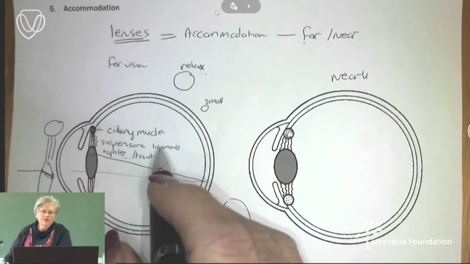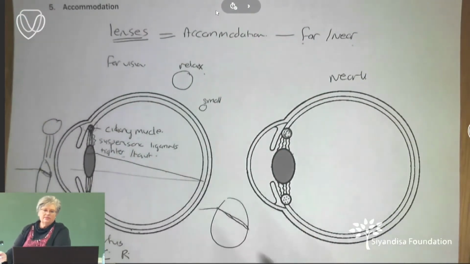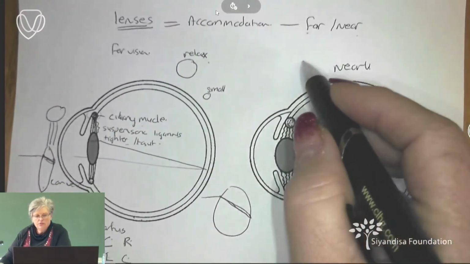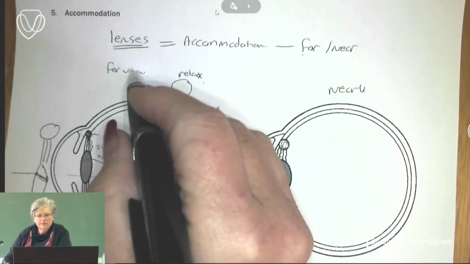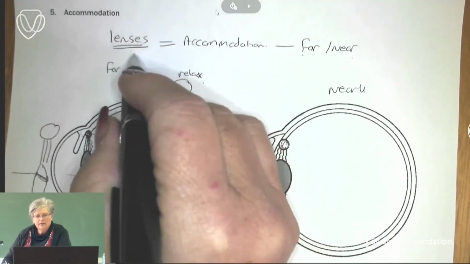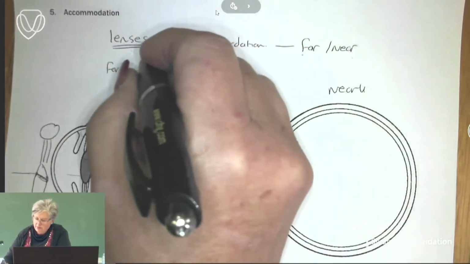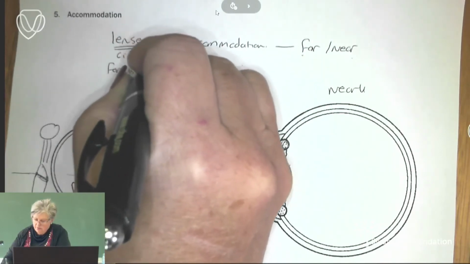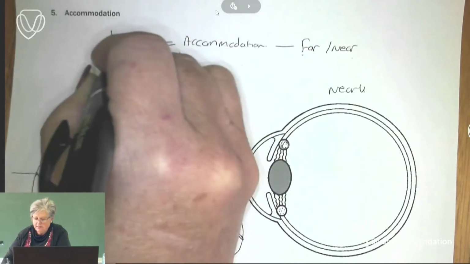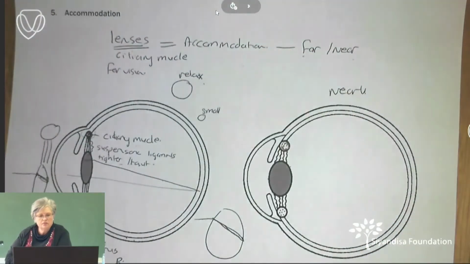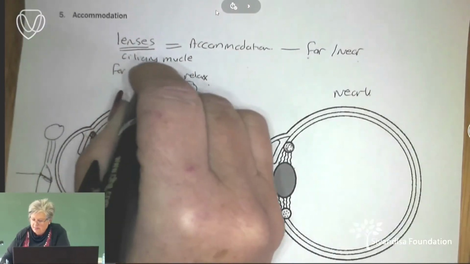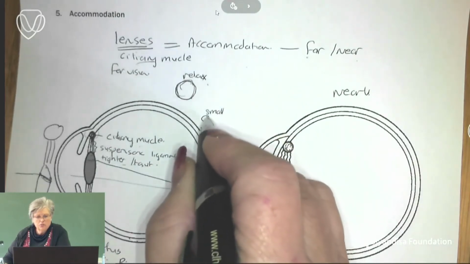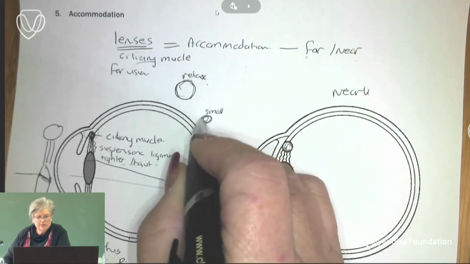Okay, if we look at accommodation, which is the more difficult part and where you can expect your marks to come from, we see that two parts play a role. The lens plays a role, and the other part that plays a role is the ciliary muscle. The ciliary muscle is in the form of a circle. When it is relaxed, it's big, and when it's small, it is contracted.